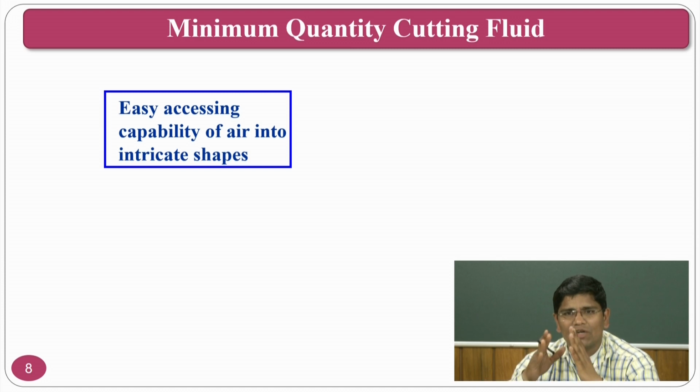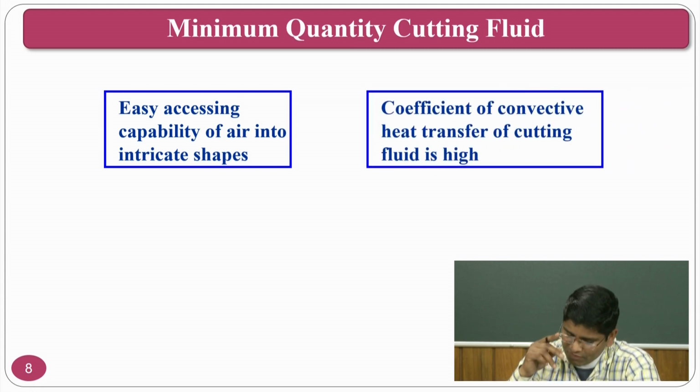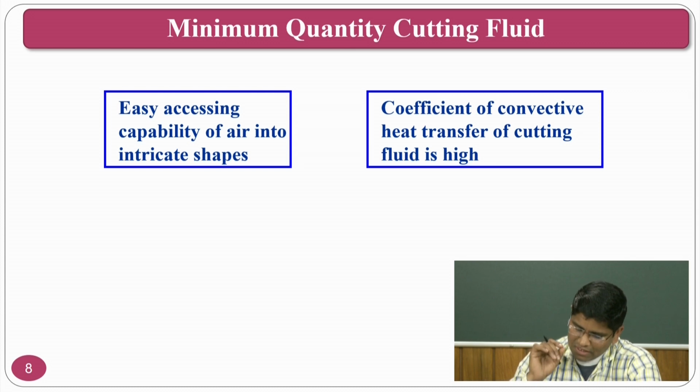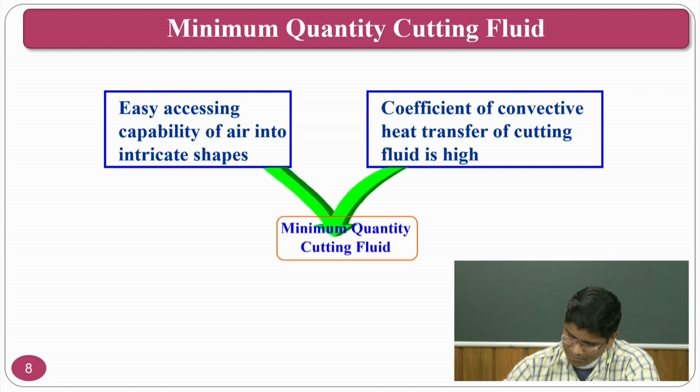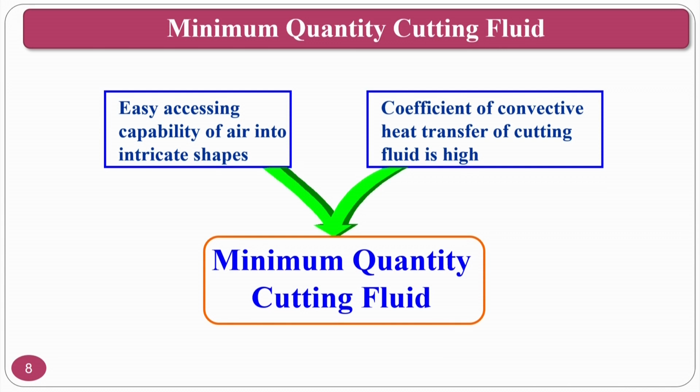So the advantage of air, that it is easily accessible to intricate regions, I am taking, but I am not taking the low convective heat transfer coefficient of air. I am taking the high convective heat transfer coefficient of the cutting fluid, but its inability to go into the machining region I am not taking. So I am taking the positive of air, penetration. At the same time, I am taking the convective heat transfer coefficient of the cutting fluid. Both I am mixing, and I am coming up with the minimum quantity cutting fluid technique. This is about the minimum quantity cutting fluid.